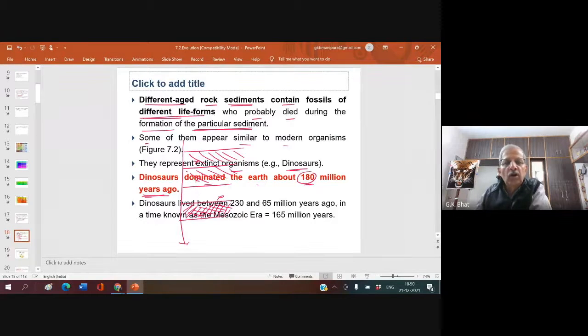180 million years ago, dinosaurs dominated the earth. Dinosaurs lived between 230 to 65 million years ago. That means 230 minus 65, about 165 million years they lived. And that period, that era, is known as the Mesozoic era.